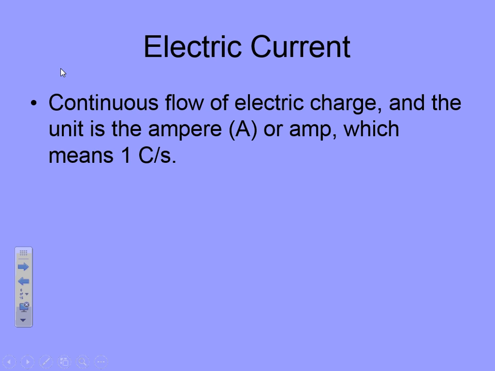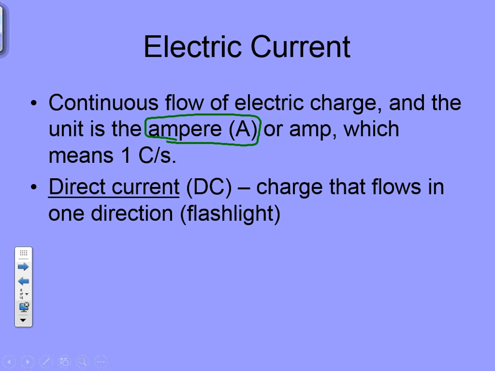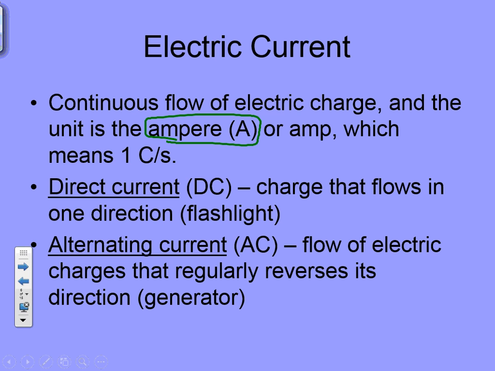And current is really just how fast the charge wants to move. So our unit is an amp or an ampere. Now there are two types of current, and in class we're going to watch a video on the importance between the two. There's direct current, charge that flows in one direction like a flashlight, and there's alternating current, in which the flow of electric charges regularly reverses direction. So it goes positive, negative, positive, negative, positive, negative, where direct current consistently follows one path all the way through.